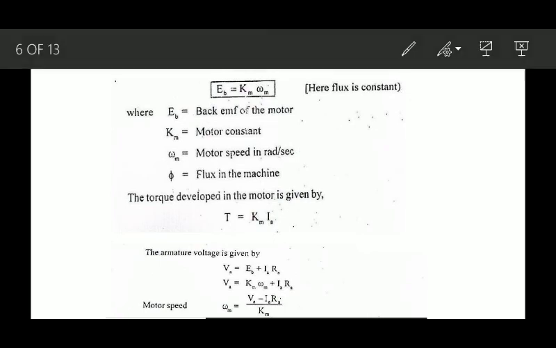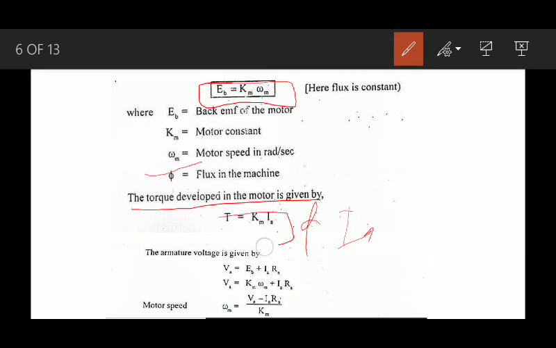Back EMF is equal to Km into omega. Km is a constant, the motor constant, and omega is the speed in radian per second. Phi is the flux in the machine. Torque developed by the motor is directly proportional to flux phi into current Ia. Because flux is constant, torque is directly proportional to armature current Ia.